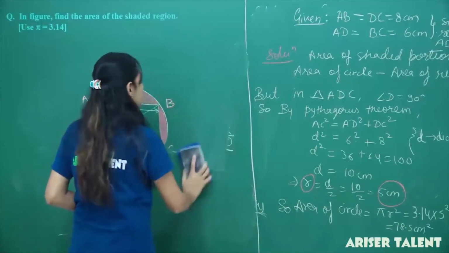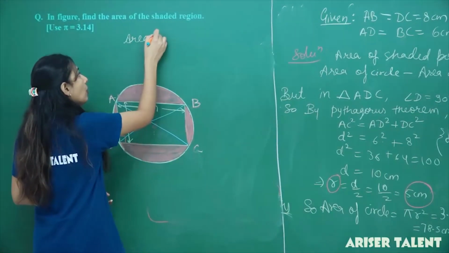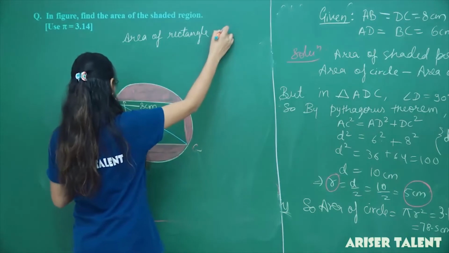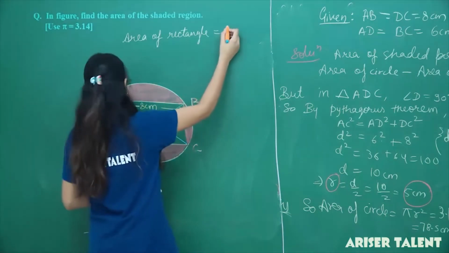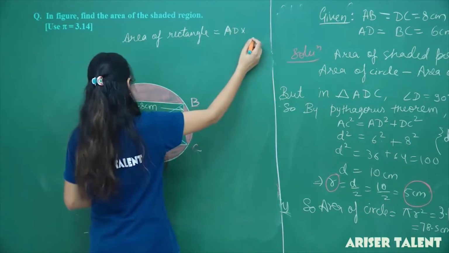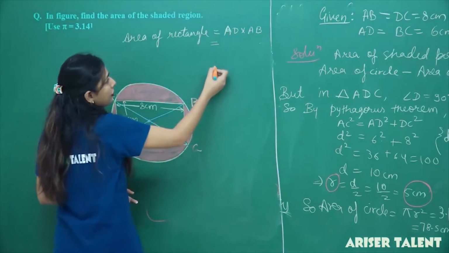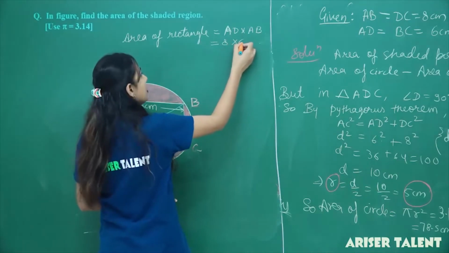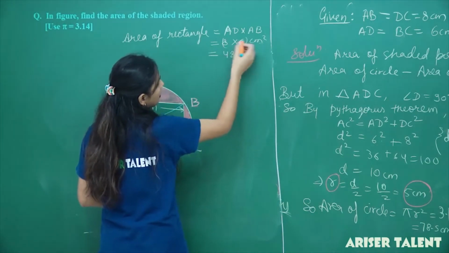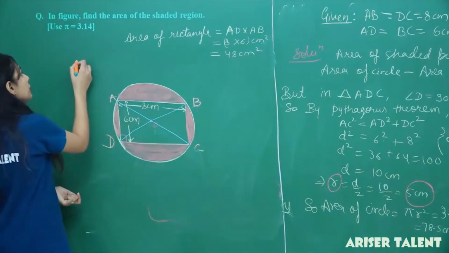Now from there I am coming here. Area of rectangle equals this multiplied by this, AD multiplied by AB. So what will it be? It will be 8 centimeter multiplied by 6 centimeter, which is 48 centimeter square.